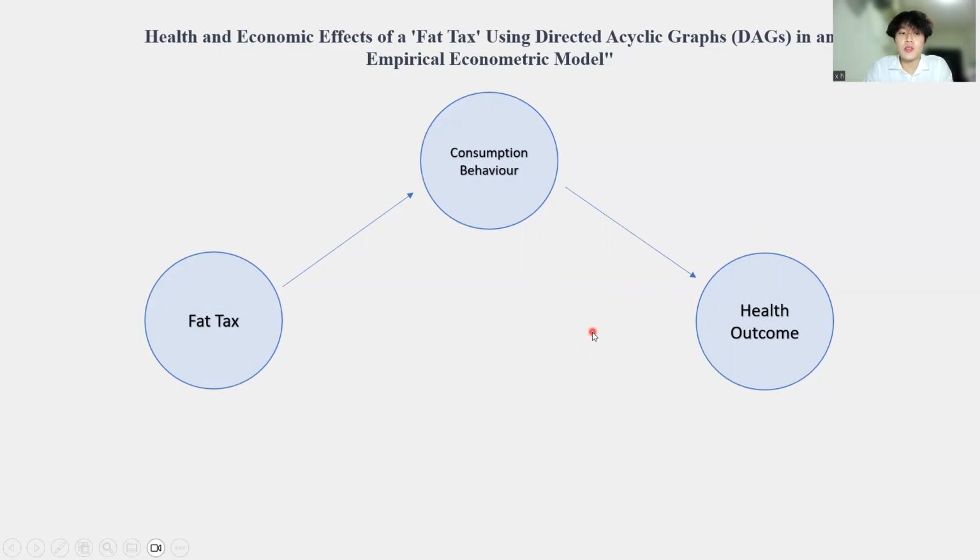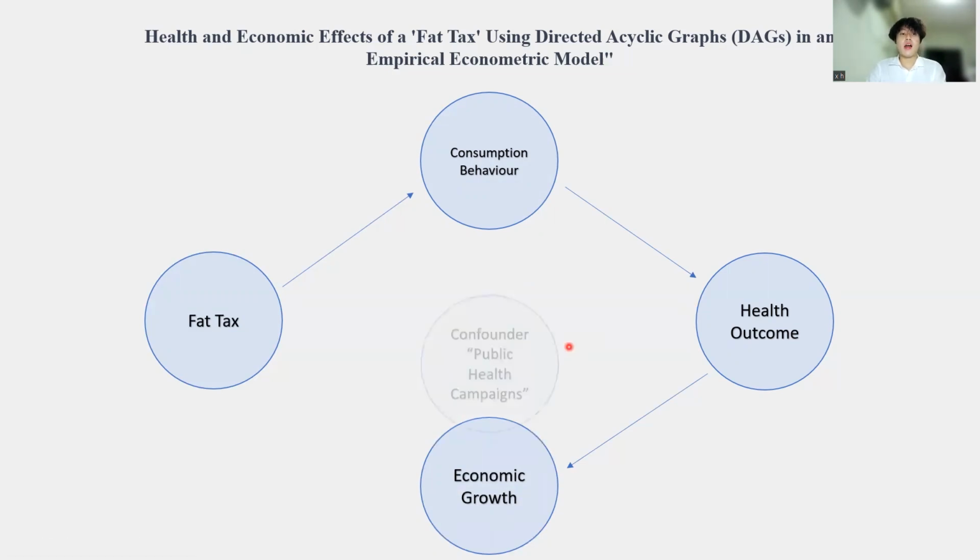Consuming fewer unhealthy foods is linked to improved public health, potentially reducing health issues like obesity, diabetes, and other diet-related conditions. Additionally, there is an arrow from health outcome leading to economic growth. This arrow represents an indirect impact of the fat tax on economic growth. Changes in dietary patterns can affect healthcare costs, labor force participation, and productivity, which in turn can influence the overall economic performance of a region or a country.